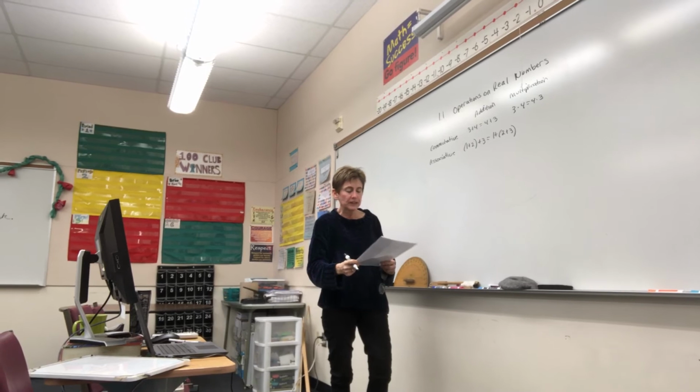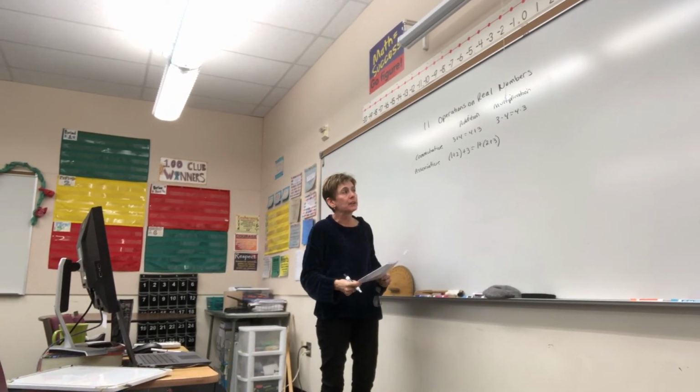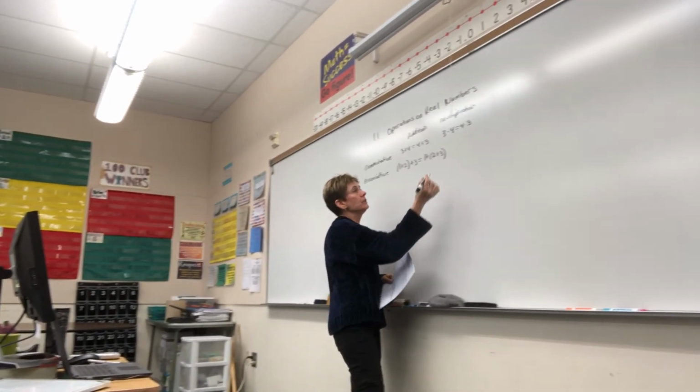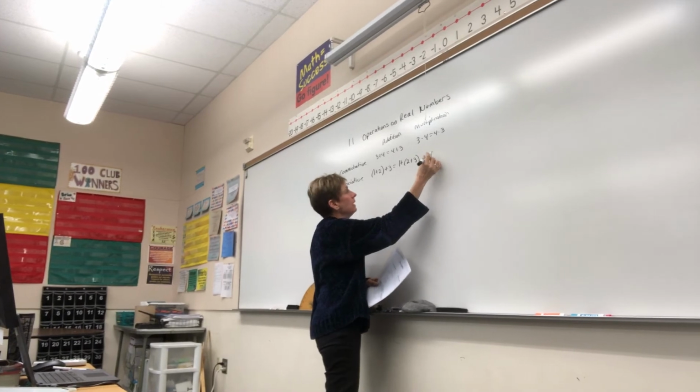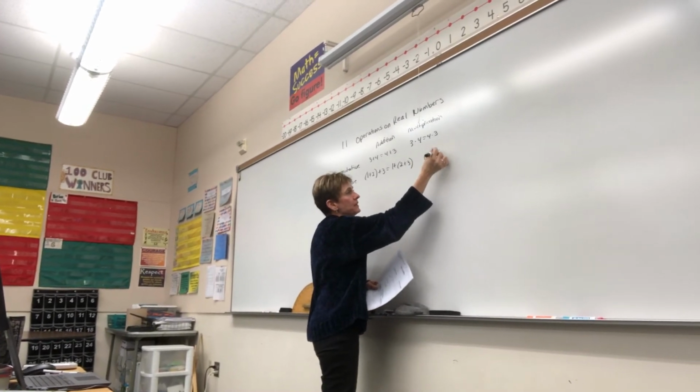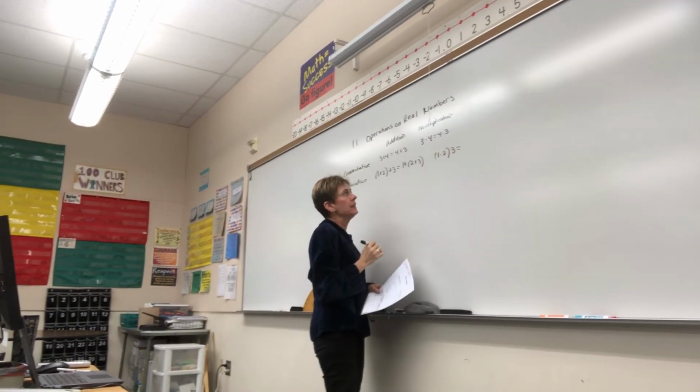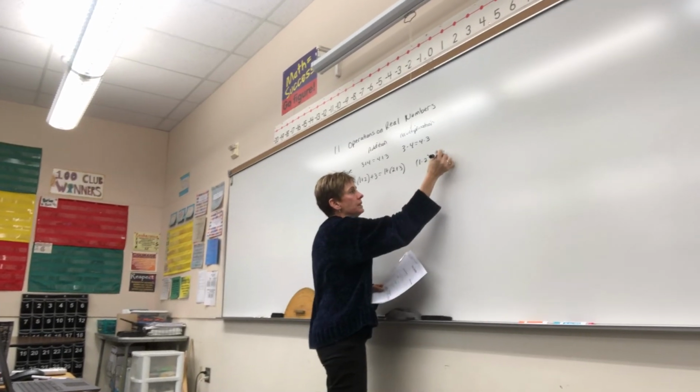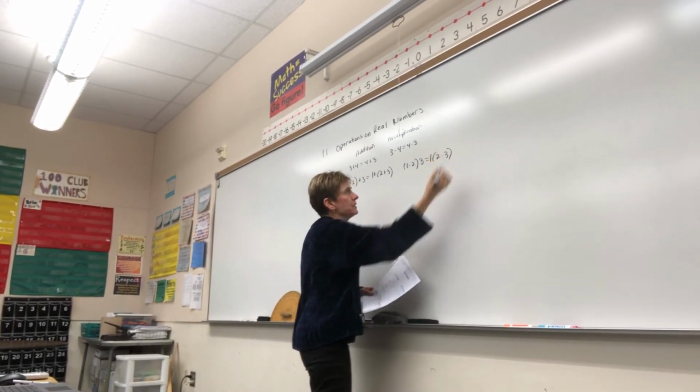So if we want to do an example of the associative property of multiplication, we could do, again, maybe 1 times 2 in parentheses and then 3 outside of it. And then on the right side, 1 times the quantity and then in parentheses 2 times 3.